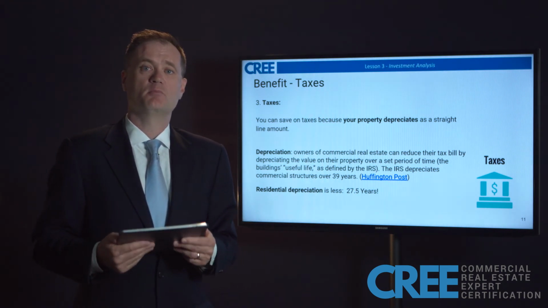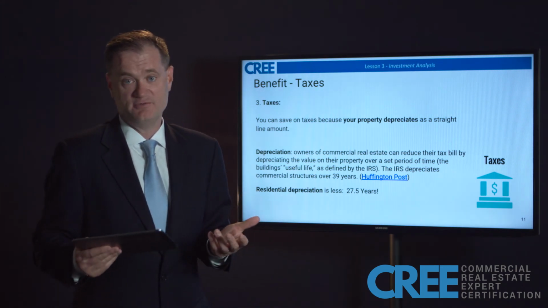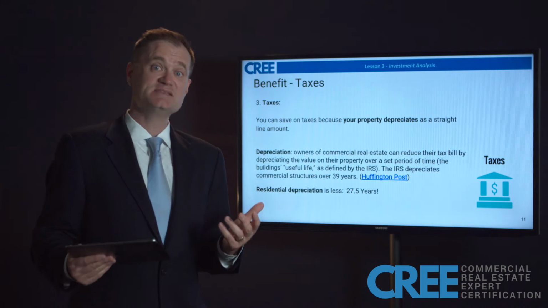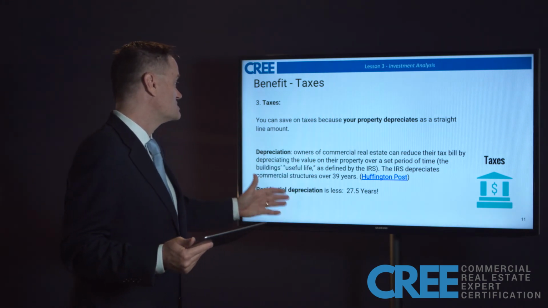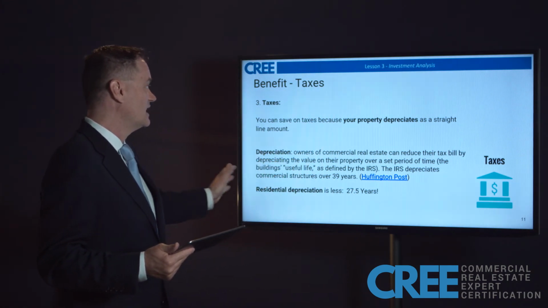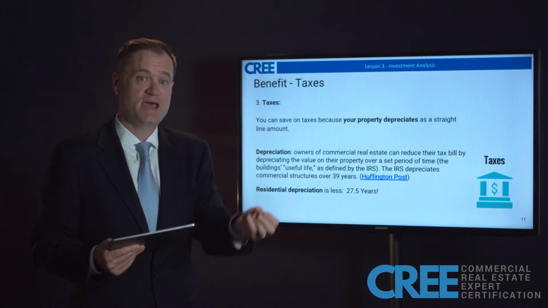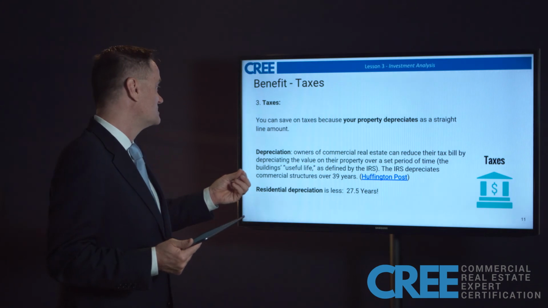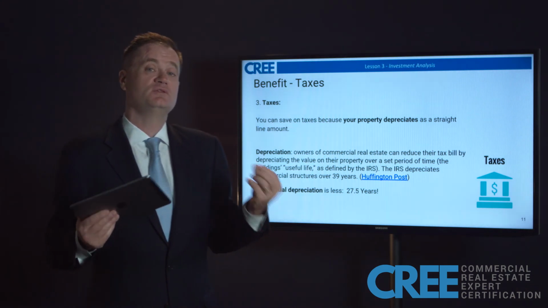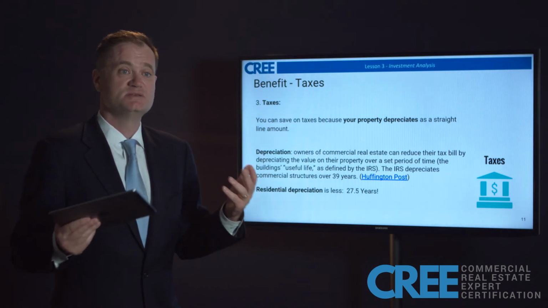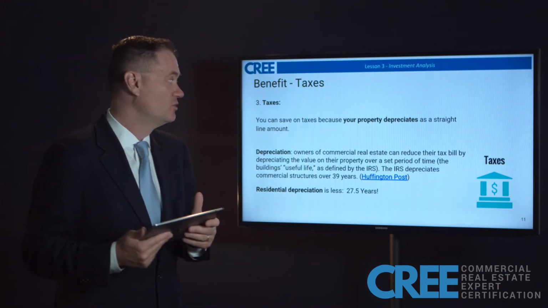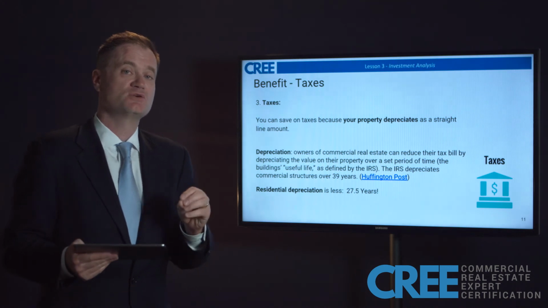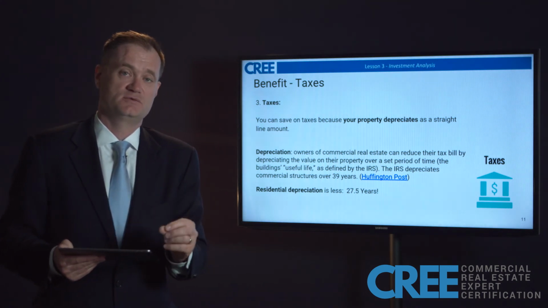And depending on the property type that you have, whether it's commercial or residential, it's going to be classified a certain way. And you'll see here that depreciation, again, reduces the owner's tax bill, or the amount of taxes that they pay, by basically looking at the useful life of the building. And this is an IRS code that allows you to do this. And we depreciate commercial structures over 39 years.